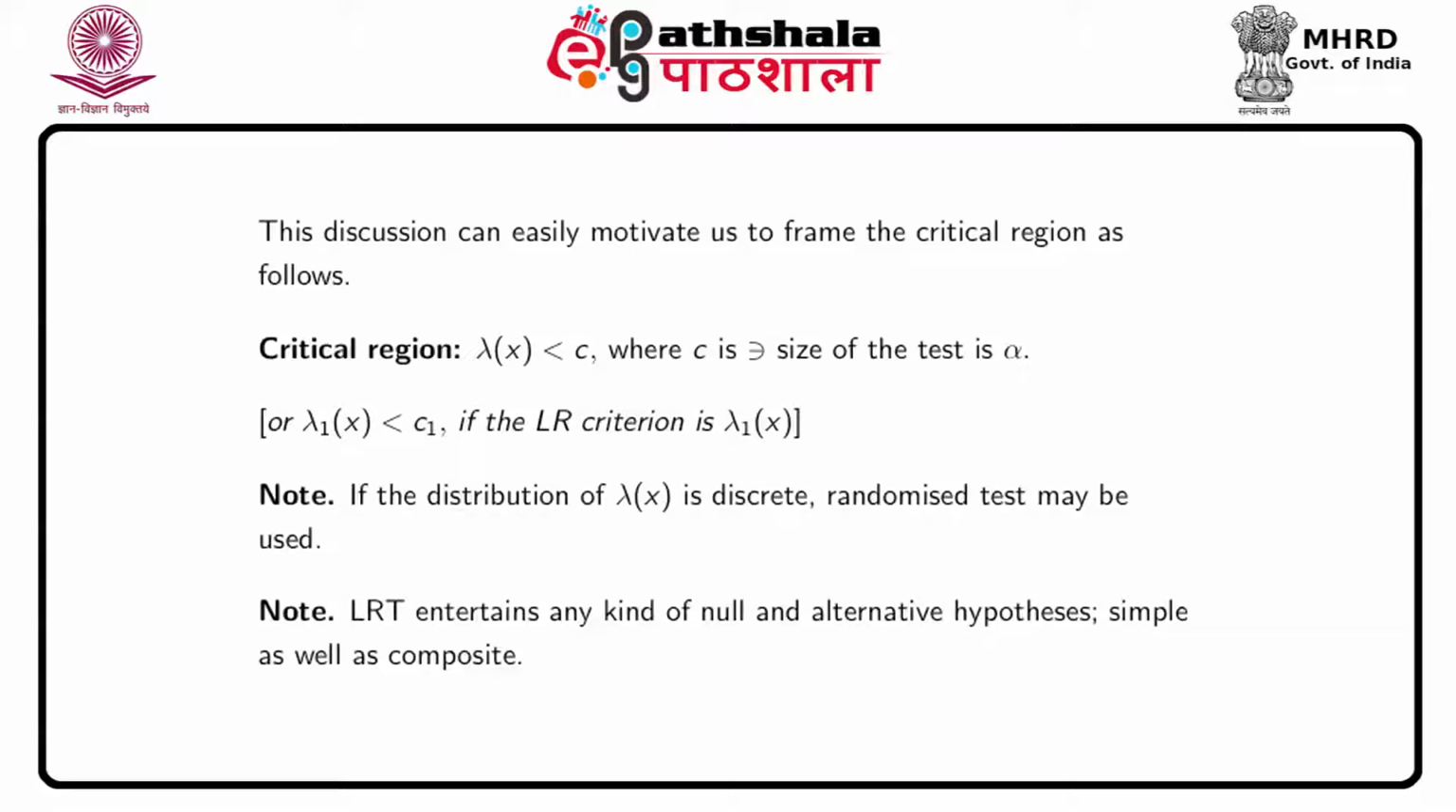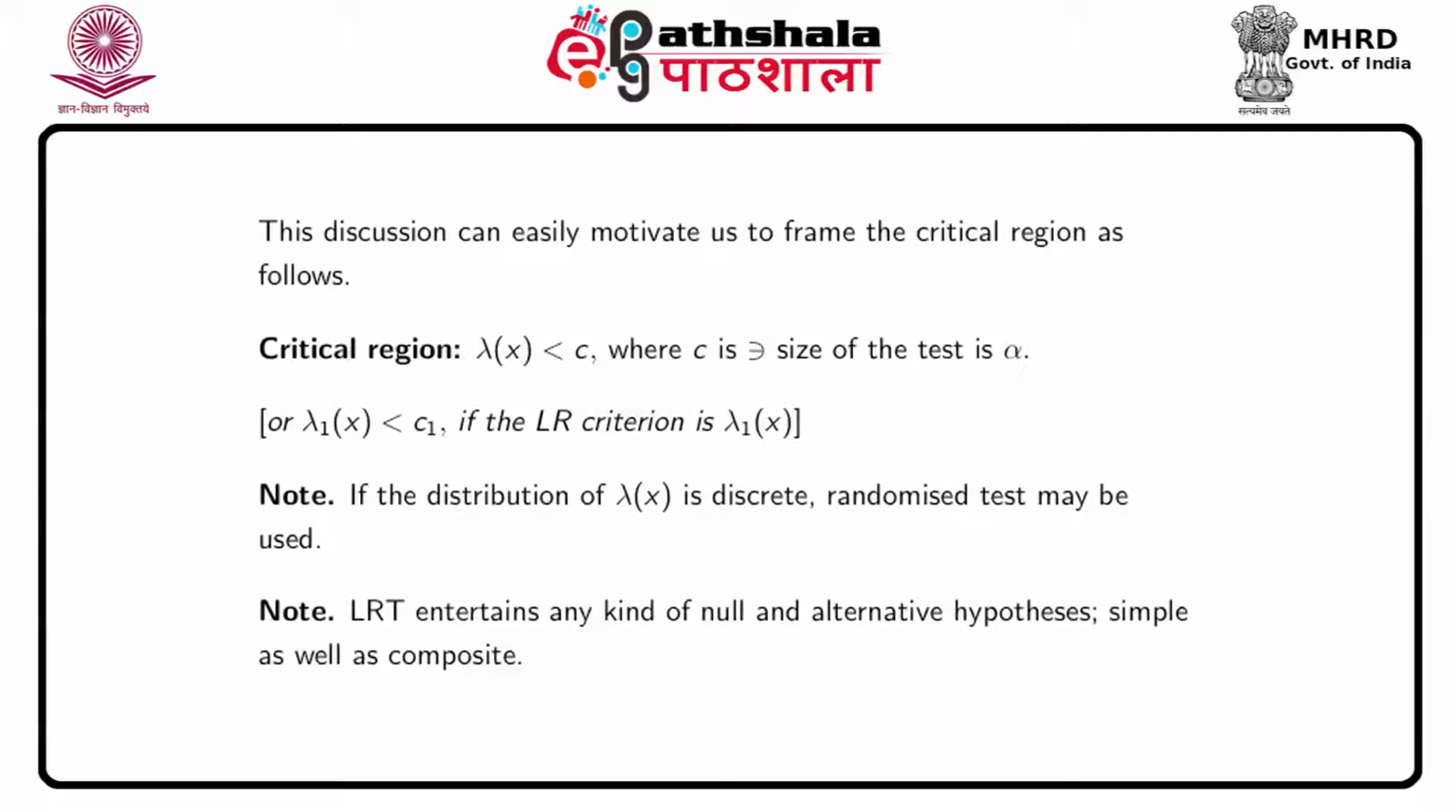Critical region: lambda(x) less than c, where c is such that the size of the test is alpha. Or, using lambda_1(x) as the likelihood ratio criterion, the critical region will be lambda_1(x) less than c1, and c1 will be obtained similarly from the size alpha condition. Now consider the following notes.